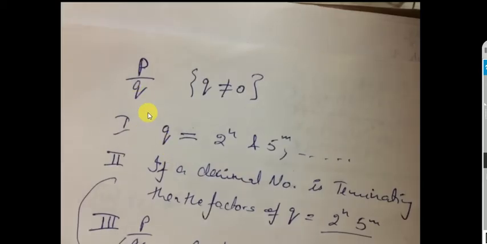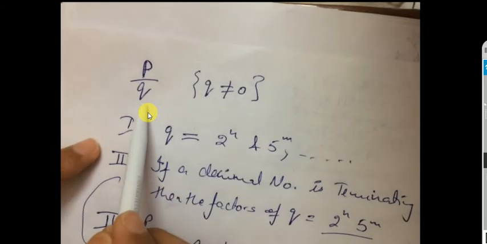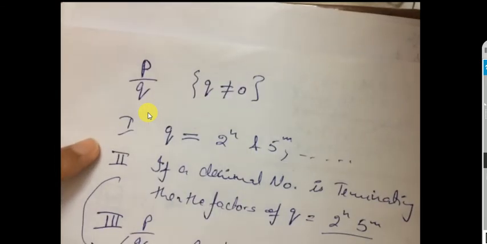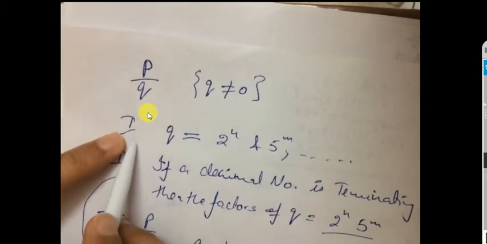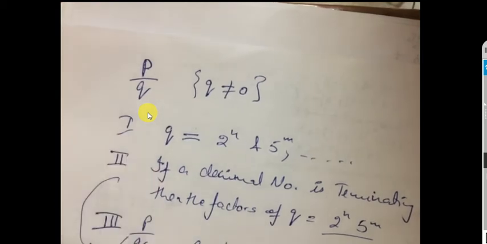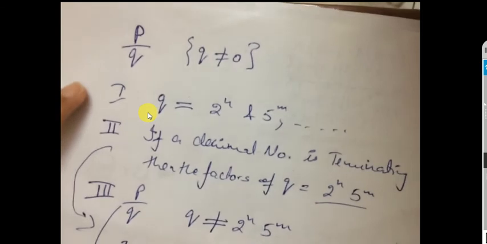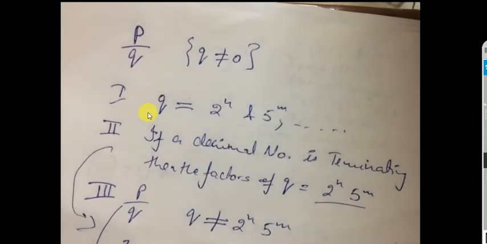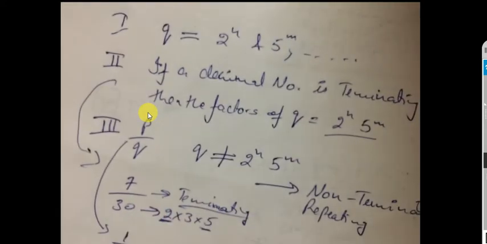Let us first consider p by q is a rational number where q is not equal to 0. First equation states that if it is a rational number, then q will be having a factor of 2 and 5 and could have many other factors also. Then the number will be a terminating decimal number. Reverse of this is equation 2. If it is a terminating decimal number, then q will have a factor of 2 and 5.